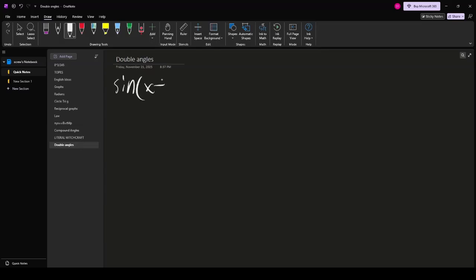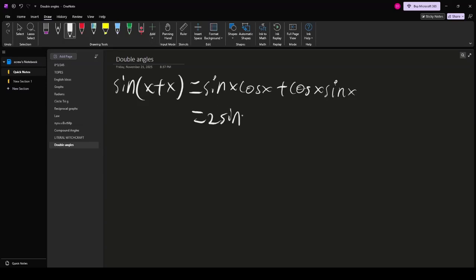So, sine of x plus x. If you add one number to that same number, that's just double that number, right? Using the formula, we get sine x cos x plus cos x sine x. These two are literally the same thing. So that means this is double sine x cos x, or 2 cos x sine x, doesn't matter.